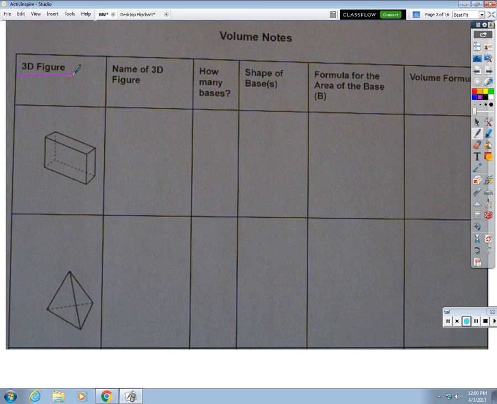Okay? So on the first one, take your yellow highlighter and highlight in yellow this bottom piece, the piece that it's sitting on. And then it's parallel, because the bases are parallel, congruent. So they are never going to touch. And they are congruent. They're the same size, same shape.